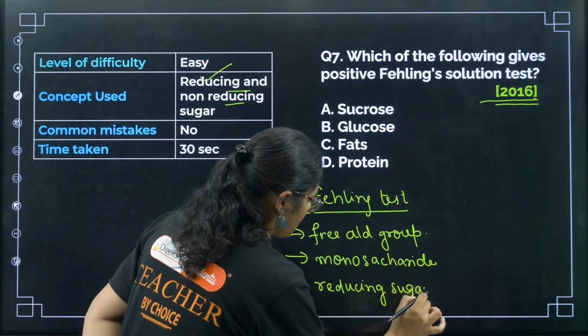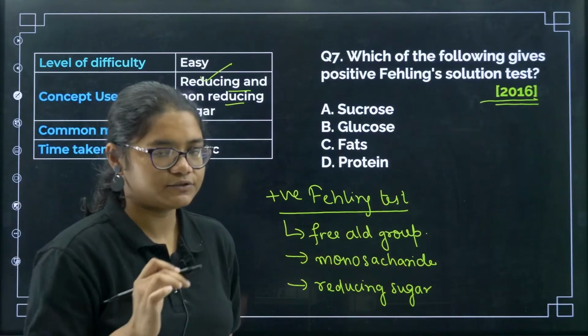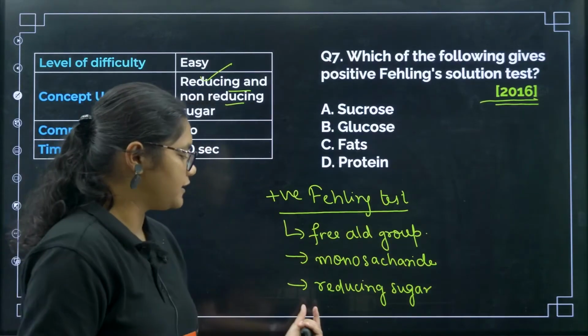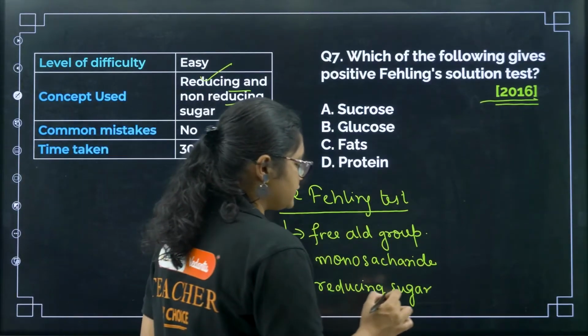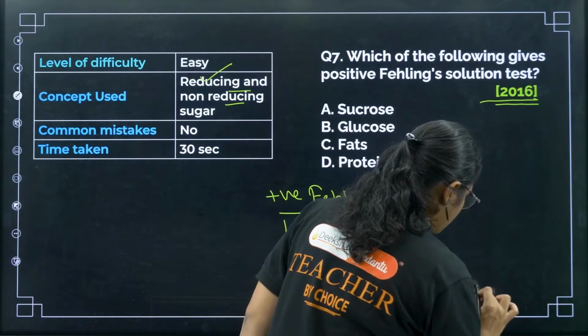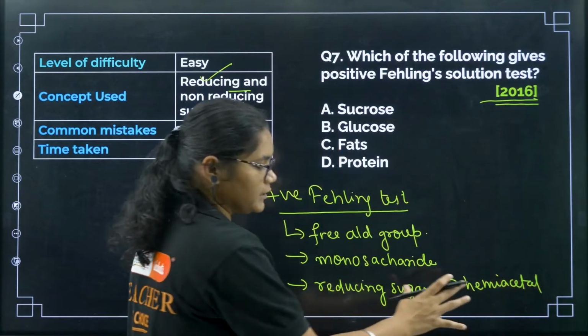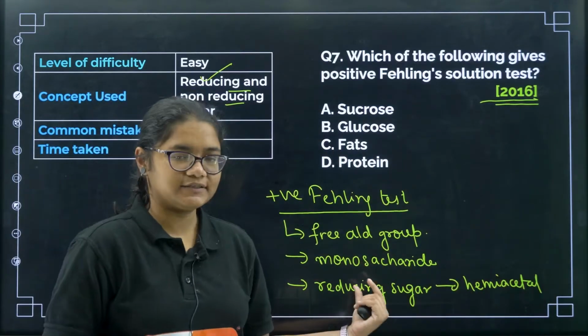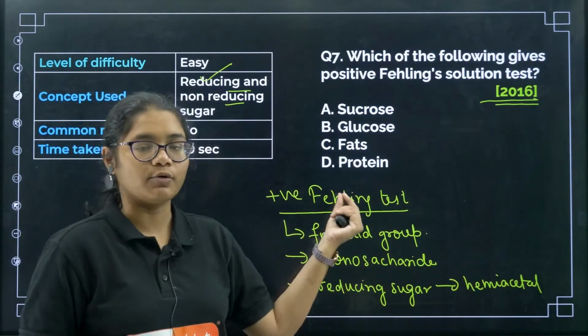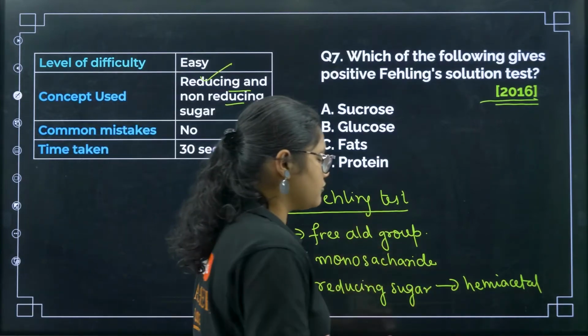Okay. Monosaccharide, you know many examples, you can easily guess. But how can you find out reducing sugar? For reducing sugar, you need to have what? Hemiacetal group. If there is a hemiacetal group present, then that sugar is reducing sugar and it can give you positive Fehling test. Now, what is the meaning of hemiacetal group?